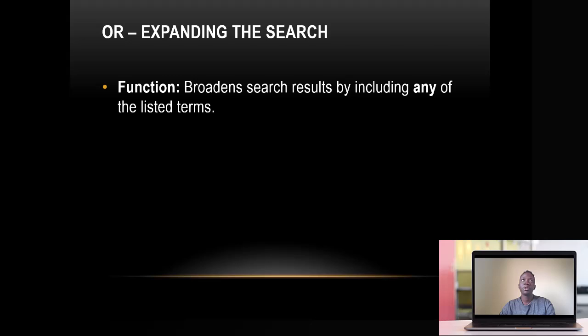For example, when you are searching for A OR B, meaning you are telling your search engine that you want results containing A or B. So you're going to get the results on A, and you're also going to get results on B.